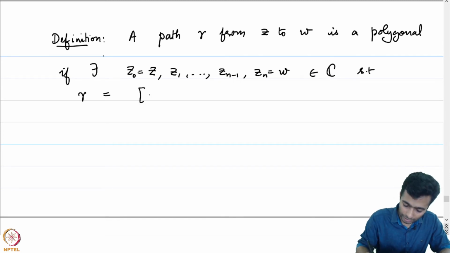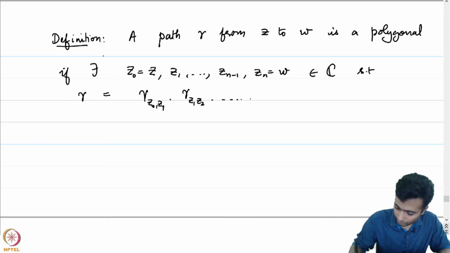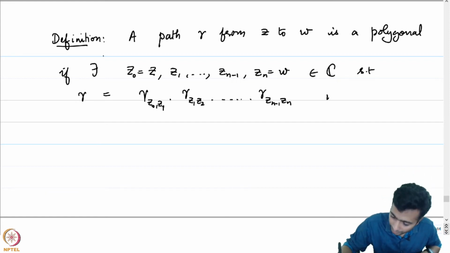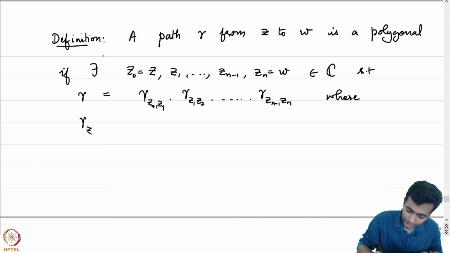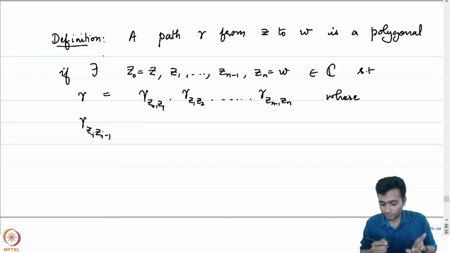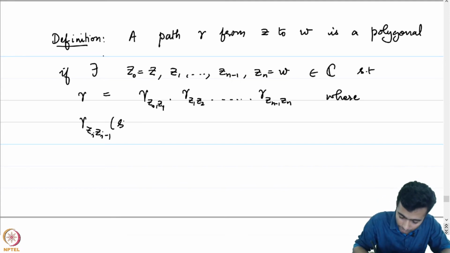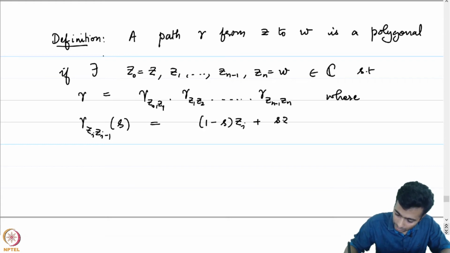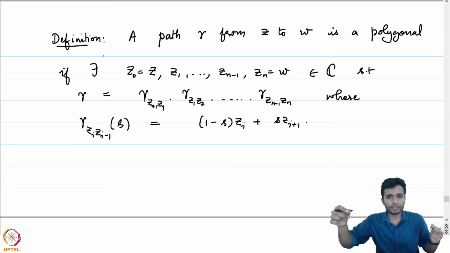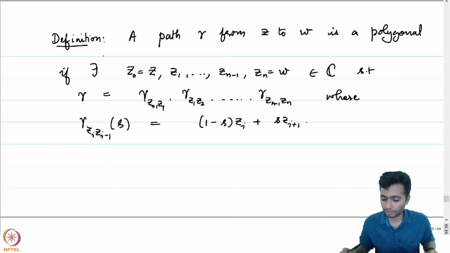gamma is obtained by, let me write it like this, gamma z0 z1 concatenated with gamma z1 z2, concatenated with all this, and finally gamma zn minus 1 zn. Basically, gamma zi zi plus 1 is the straight line path which joins zi and zi plus 1. So this is going to be 1 minus s times zi plus s times zi plus 1. Notice that this is a straight line which connects zi to zi plus 1.